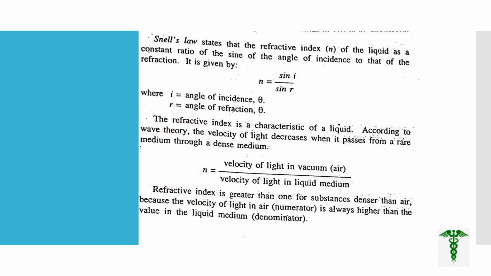Next we have to write about Snell's law. Snell's law gives a representation of the refractive index. The refractive index is written as eta, or small n. It is a constant ratio of the sine of the angle of incidence to the sine of the angle of refraction. So it is given by the equation eta = sin i / sin r, where i is the angle of incidence and r is the angle of refraction.